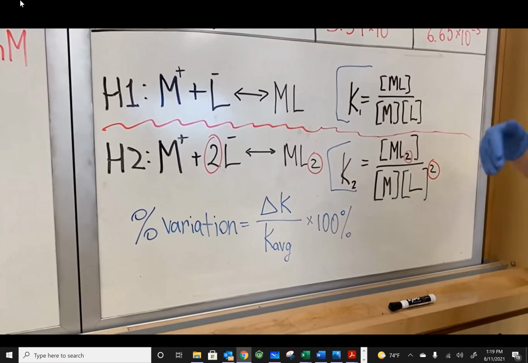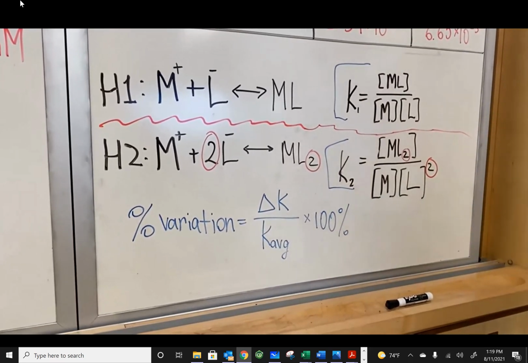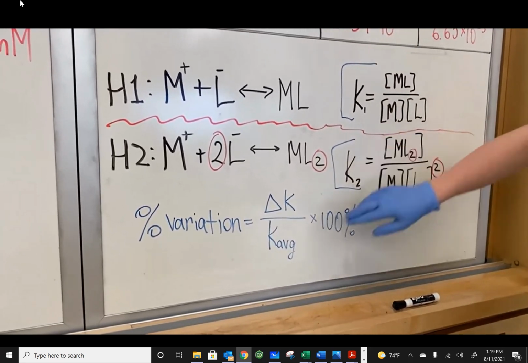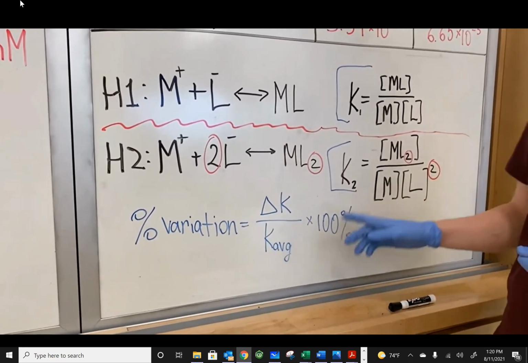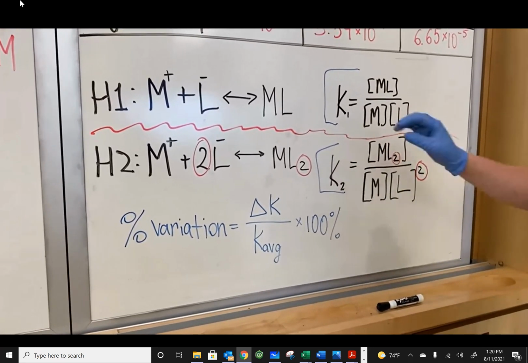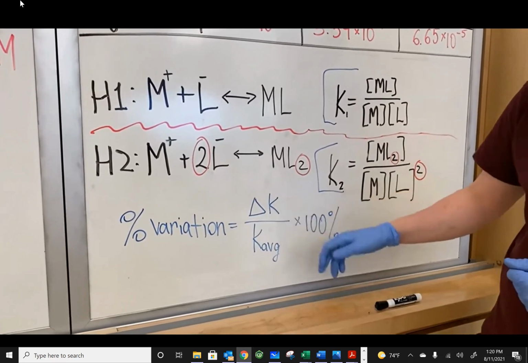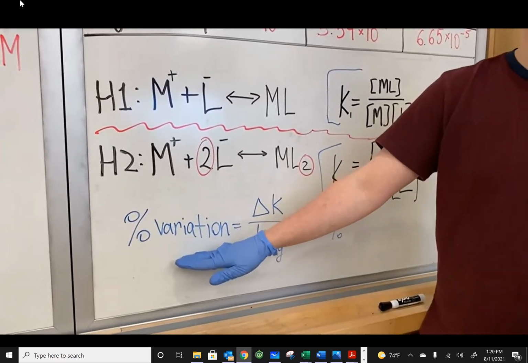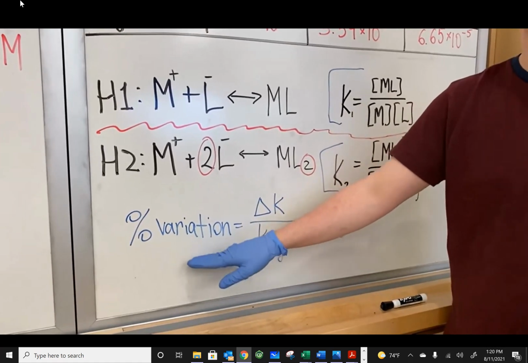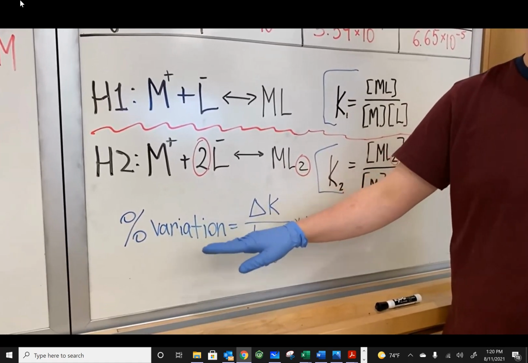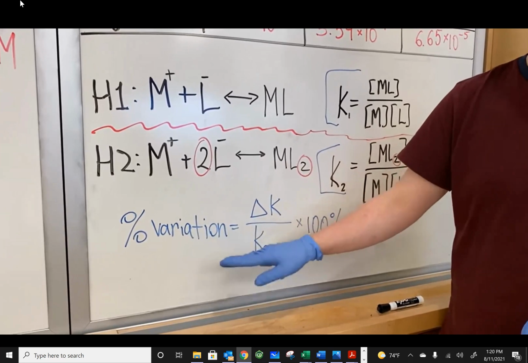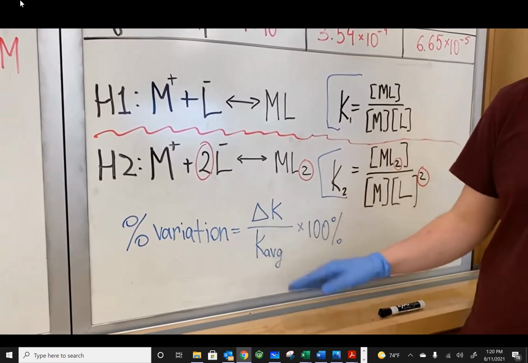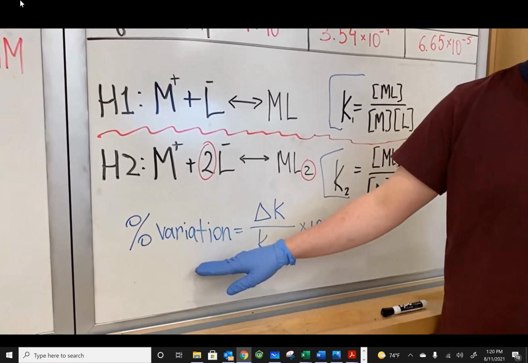For K2, it's the exact same formula. You take the average of your K2s and you plug it into your denominator. You take the largest K2 and subtract the smallest K2 to get your delta K. You divide them, multiply by 100, and you get another percent variation. Hopefully, this is also very, very small. Now, whichever one is bigger is your incorrect answer, and whichever one is smaller is your correct answer.